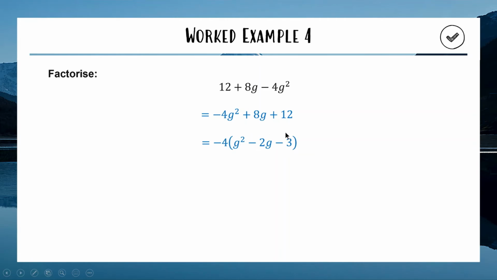Okay, so here is our expression with negative 4 factored out the front. Now we're going to have a look at this trinomial, and we're going to say, can we think of 2 numbers that add to give negative 2 and multiply to give negative 3? Well, yeah, minus 3 and positive 1 are going to work. So we'll have g minus 3 and g plus 1 with a minus 4 out the front, and there we are fully factorized.